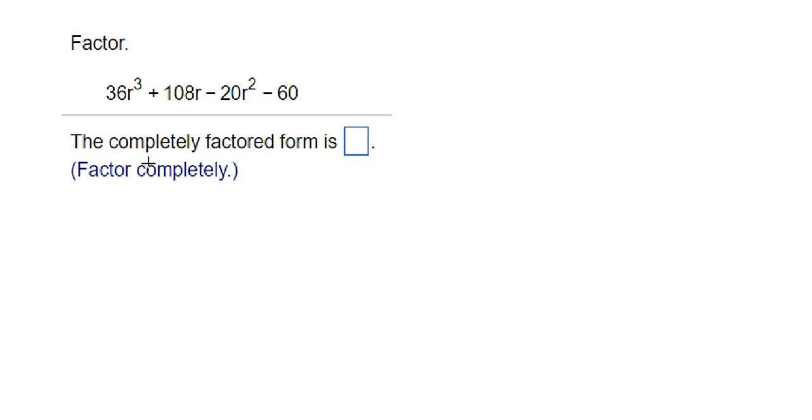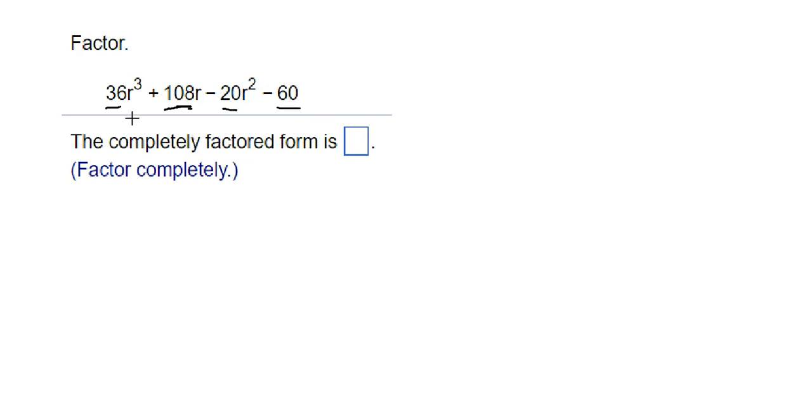So don't do factor by grouping first. Don't do any other kind of factoring first. Look to see if there is a greatest common factor to all of your terms. And if there is, you factor it out. Right? So I'm looking here, and I didn't catch this in my other class until the end of the problem. And you can fix it at the end of the problem, but it usually makes it easier if you catch it at the beginning. We have a 36, we have a 108, we have a 20, and we have a 60. So is there a common factor?